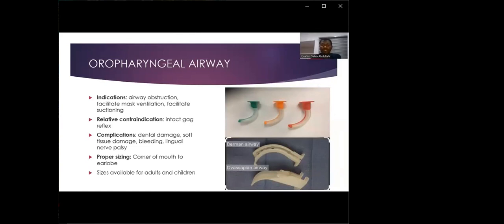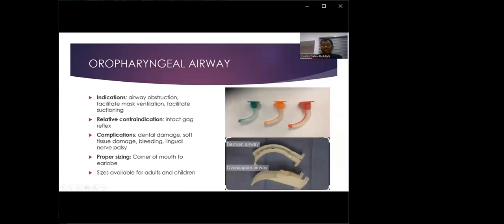Because it will stimulate vomiting and then aspiration, since the airway is not protected. Complications include dental damage, soft tissue damage, bleeding, or lingual nerve palsy. Proper sizing is the watchword in the use of the oropharyngeal airway. To determine the appropriate size, measure from the flange at the angle of the mouth to the earlobe. That's the appropriate size for the patient.